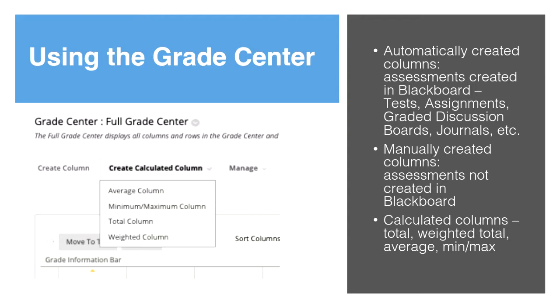Calculated columns are used to have a total of different columns, say for example for different assignments. Weighted total would be to put a weight or a percentage for different columns, say assignments would weigh 25%, the exam would be 50, anything like that can be done using the calculated columns.